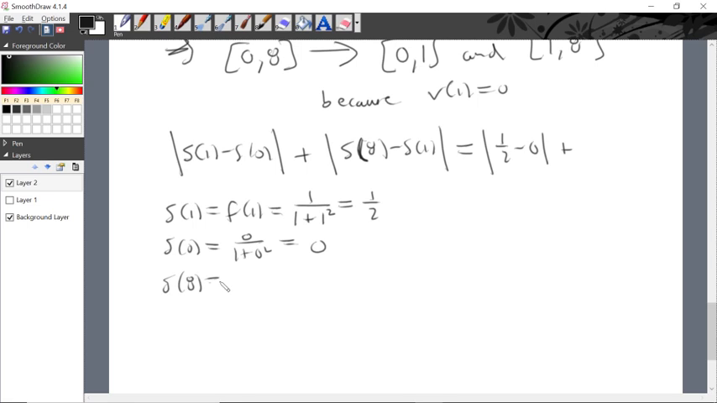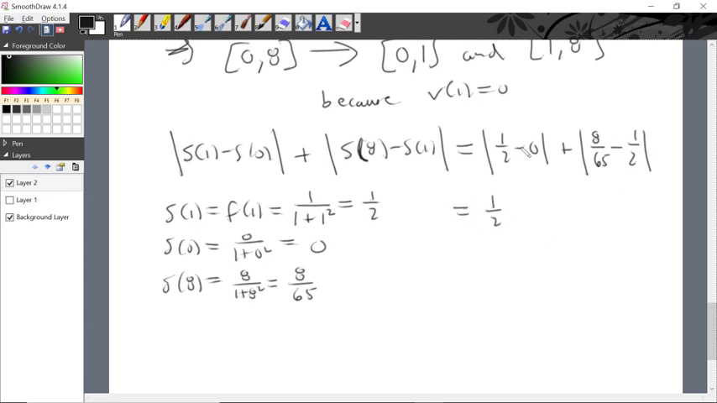S of 8 is equal to 8 over 1 plus 8 squared, so that's 8 over 65. And finally, we already have s of 1 equal to 1/2. S of 8 is 8 over 65, which we'll note is less than a half, because a half would be 32.5 out of 65. So 8 over 65 minus 1/2 would be a negative quantity, so the absolute value would be necessary in this case.